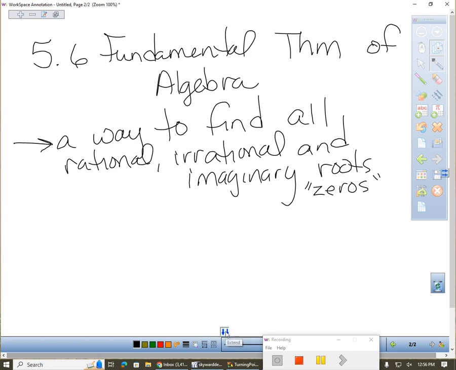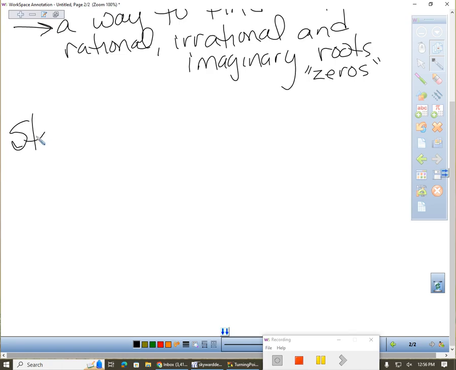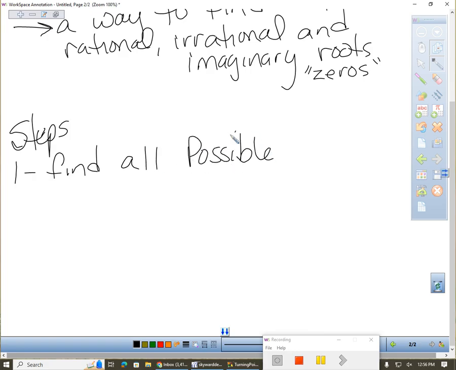Here are our steps. Now, they may not make a whole lot of sense till we get to it, but we're going to start with the steps. Step number 1, find all possible rational zeros.